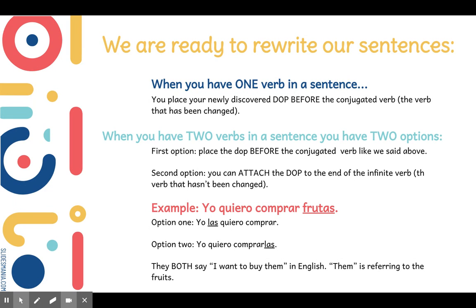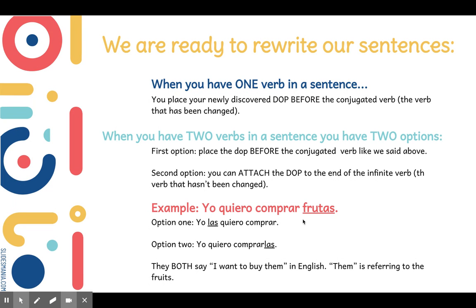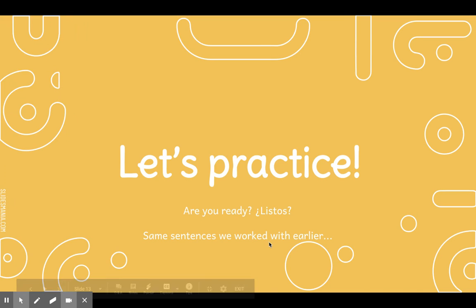Them, the fruit. So this is a visual of what happens when you have two verbs. I want to buy. I can place my las, my DOP, before the conjugated verb, or I can attach my DOP to the AR, ER infinitive verb. So we have some practice.